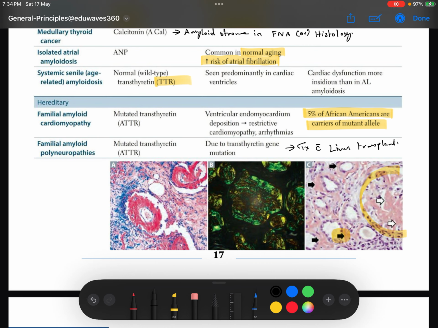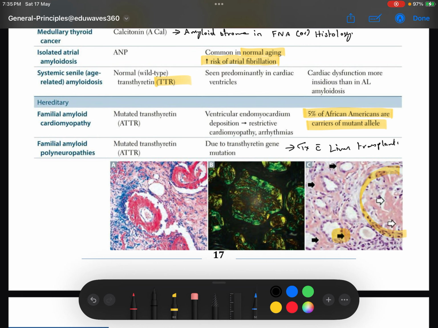Next one, dialysis you can see beta 2 microglobulin. Alzheimer's you can see beta amyloid. Diabetes type 2 you can see IAPP. And next one, thyroid, you can see calcitonin. Next one, heart and aging: atrial natriuretic peptide and TTR.